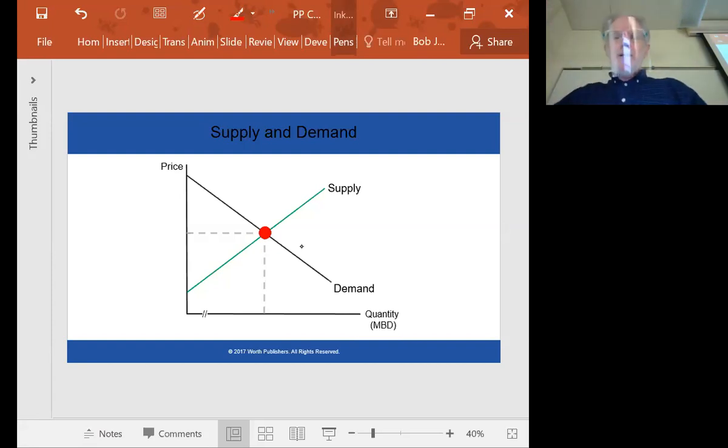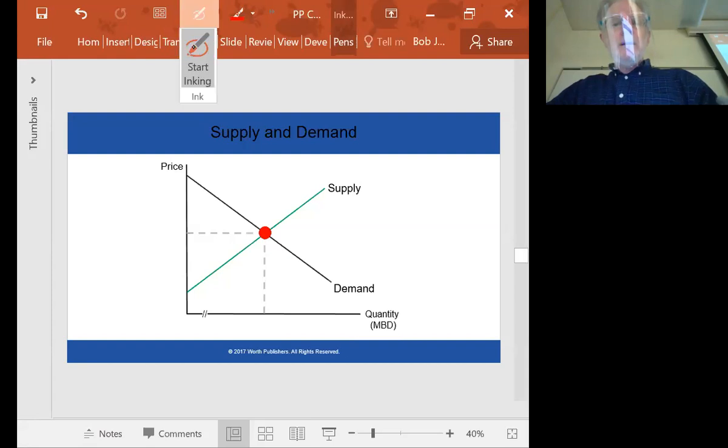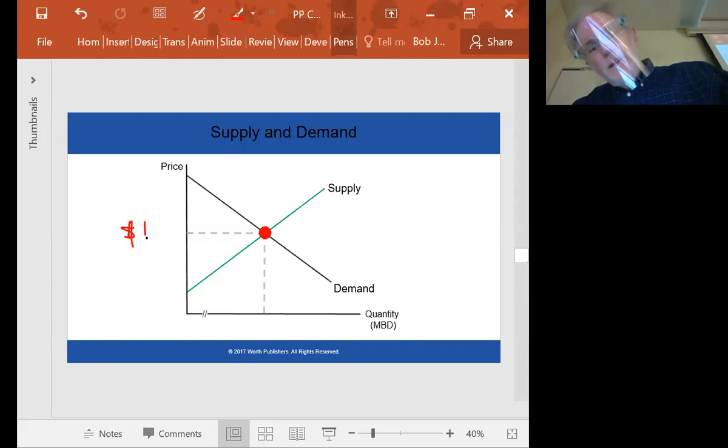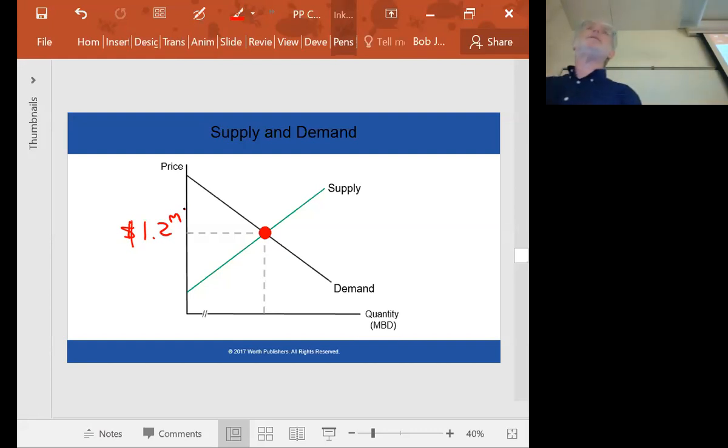Okay. Let's say that this is the market for housing in San Francisco. I haven't checked lately, but a few years ago, I believe the median price of a house in San Francisco was something like $1.2 million. Rather expensive.